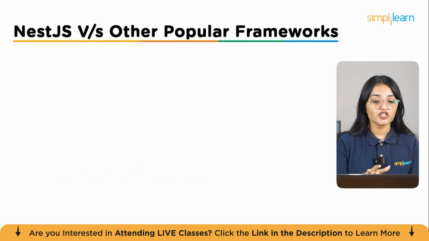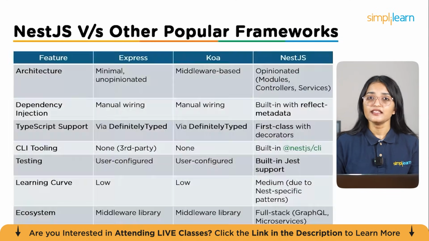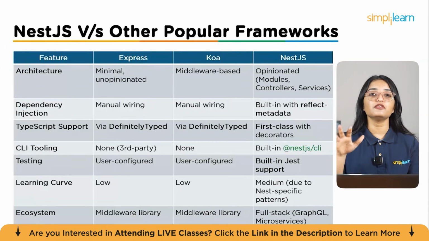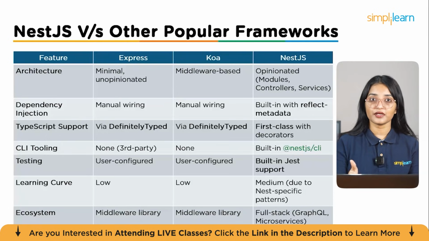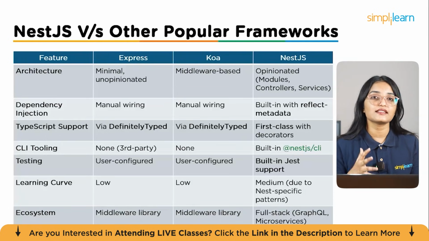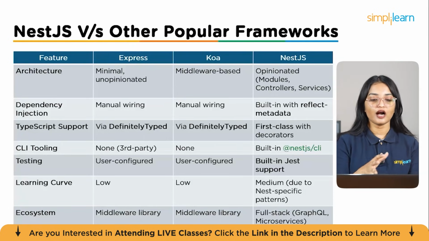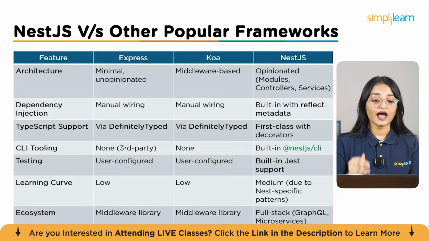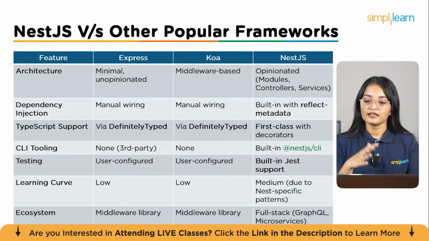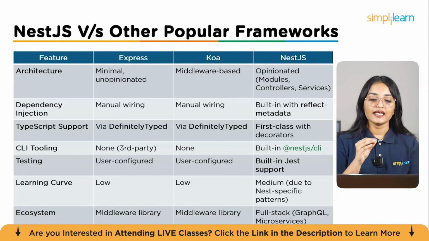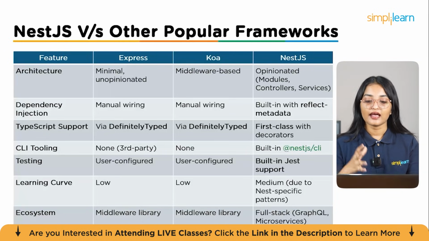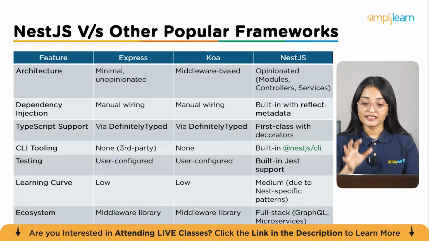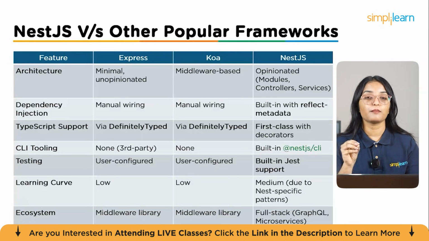Now, let's compare NestJS with some popular frameworks. NestJS isn't the only framework available for building Node.js applications. Let's compare it to other popular options like Express and Koa to understand where it stands. If we talk about the feature, the architecture, then Express is very minimal and unopinionated. And if we talk about Koa, then it's middleware based. Nest is very opinionated. It has got modules, controllers, and services. And in Express, it has got manual wiring. And in Koa, it has got manual wiring. But in NestJS, it is built in with reflect metadata.